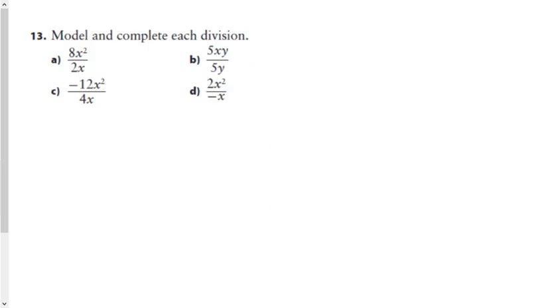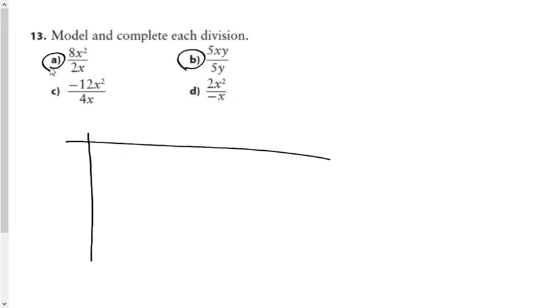Question 13, we'll just do a couple of them. Let's just do A and B. So modeling, complete each division. If the top number represents the area and the bottom represents one of the side lengths, we're actually going to start by drawing the side length first. So I'm going to put a 2x here.